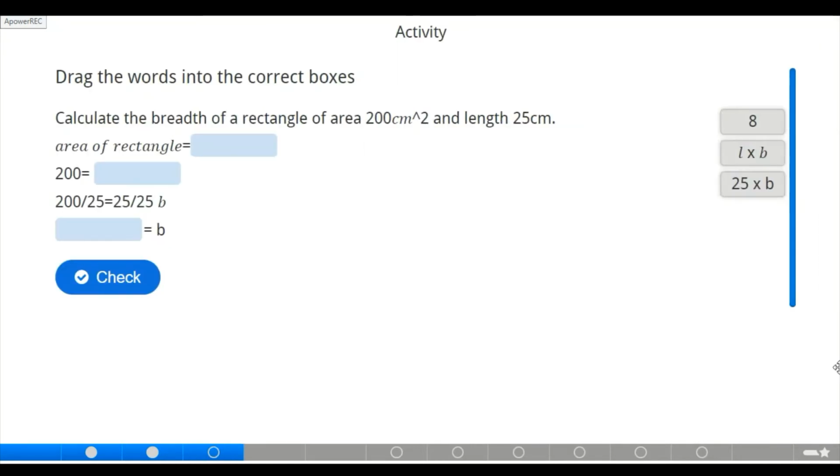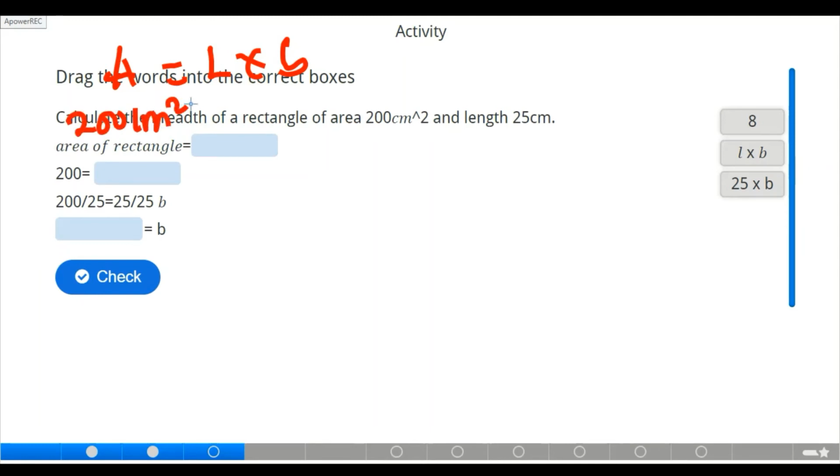We are given this activity: we have to calculate the breadth of a given rectangle with the area to be 200 centimeters square, and the length is 25 centimeters. We were told earlier that the formula for calculating the area of a rectangle is length times breadth. So in this problem, we have been given the area to be 200 centimeters square and the length to be 25 centimeters, so we have to calculate the breadth.